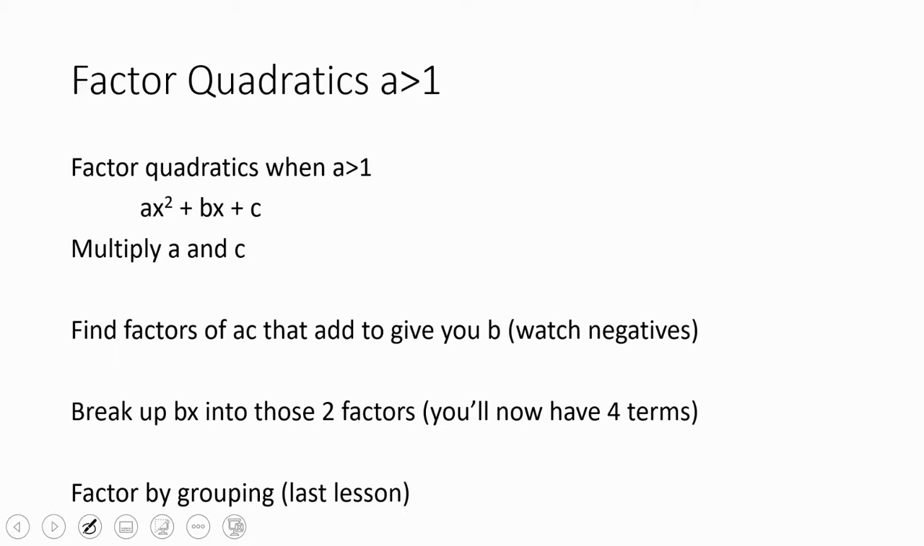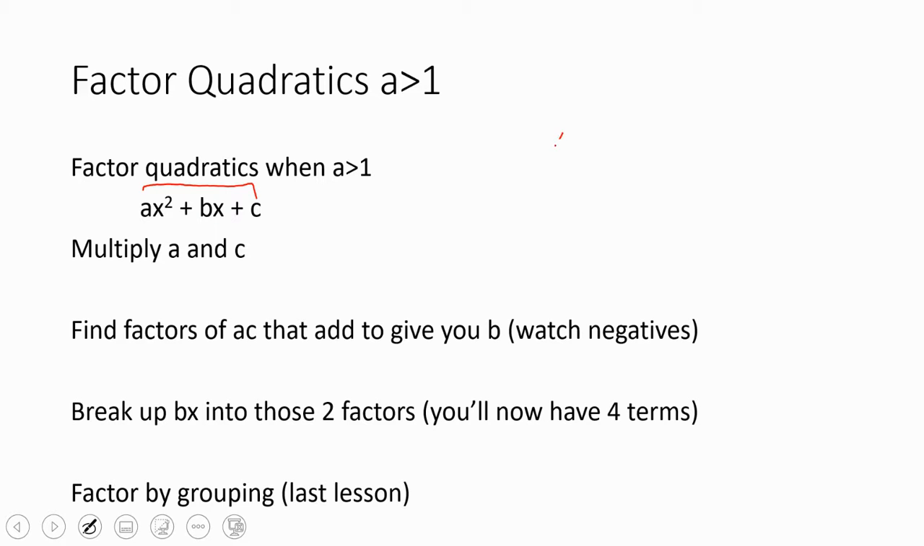But the last lesson is what we've been building up to this whole time. So we're going to do factoring quadratics when your first term, the x squared term, has a coefficient greater than 1. So how you'll do this is you're going to multiply your a and c terms, meaning the coefficient of your x squared term and the constant. You're going to multiply those together. Then you will find the factors of AC.